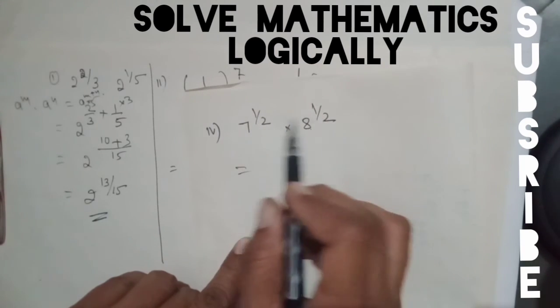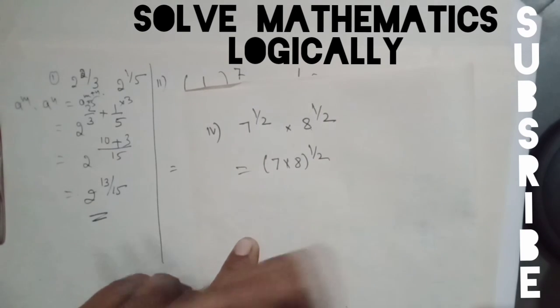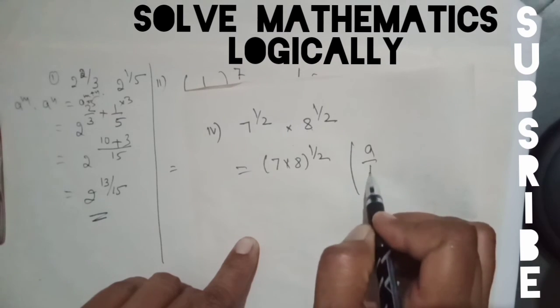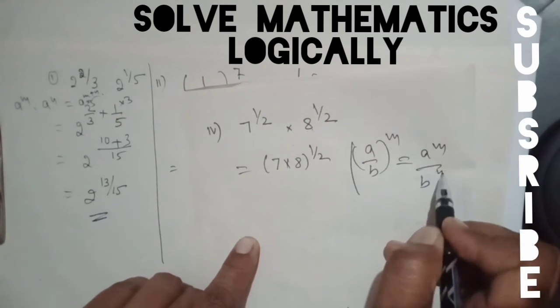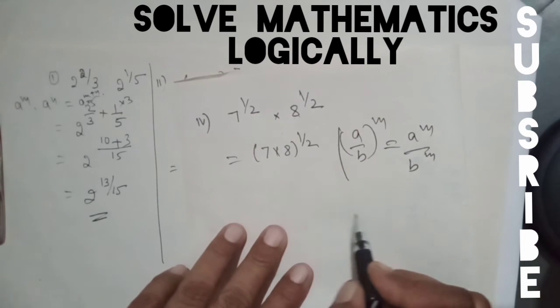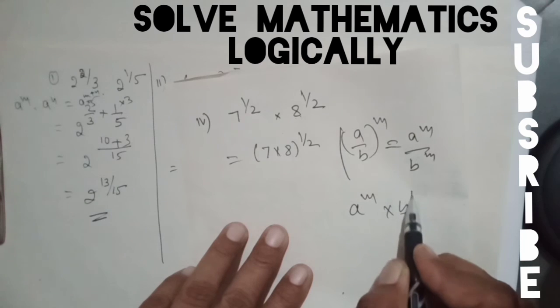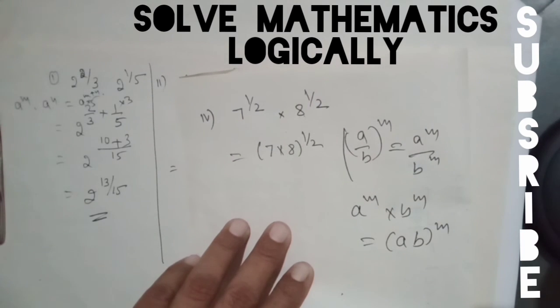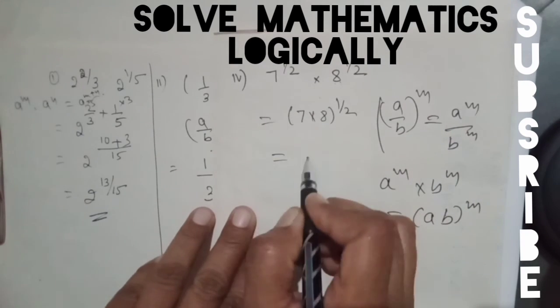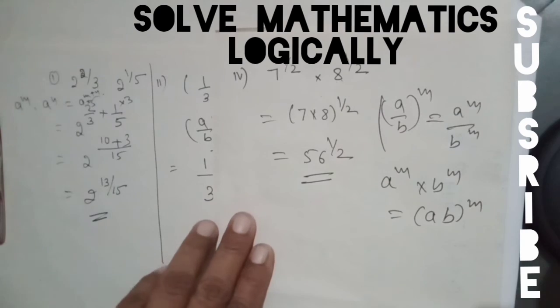So here the powers are the same. In that case, you are going to write this way. See, I told you a by b raised to m can be written as a raised to m upon b raised to m. In the same way, if we have a raised to m into b raised to m, it can be written as ab raised to m. This way you are writing this one as 7 into 8, 56 raised to 1 by 2. So this way you are solving.